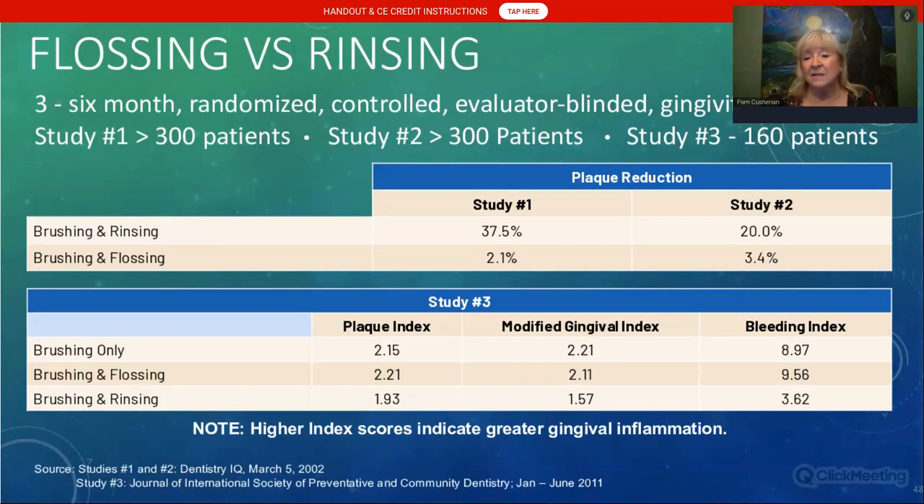There are great research articles out there that compare using different types of mouth rinses, for example, versus flossing, and comparing those things. You see study 1 and 2. There is 37.5% plaque reduction for brushing and rinsing only, and only 2.1% brushing and flossing in that particular study. You'll find that to be consistent throughout. Brushing only, obviously, is not going to reduce nearly as much plaque.